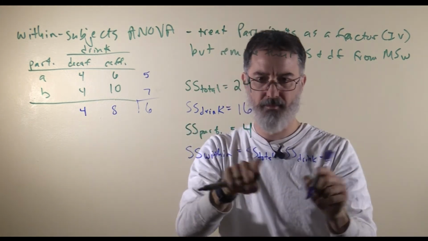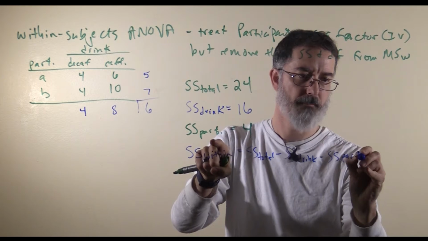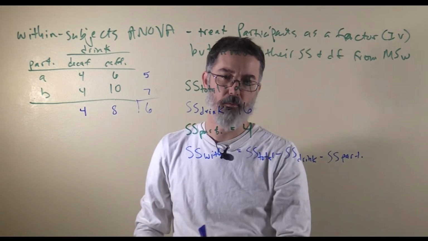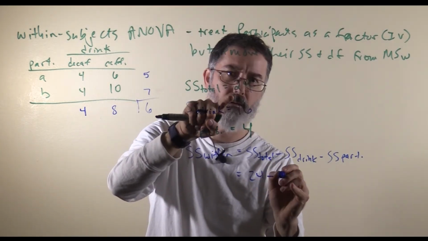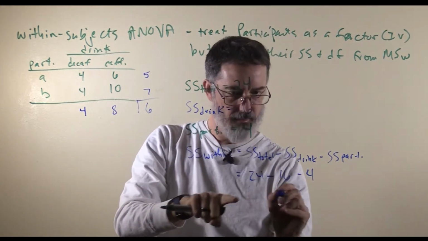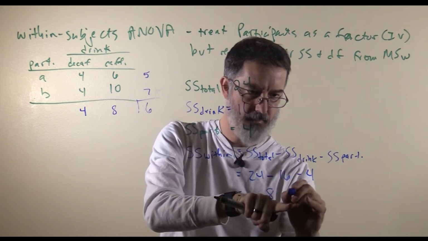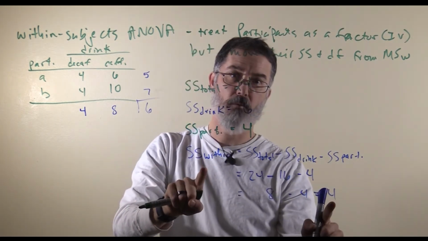And then from whatever's left over, we'll subtract the sums of squares from our participants. Whatever sums of squares remains, those are the sums of squares within that we'll use. So sums of squares total is 24 minus 16 minus 4. So this is 8 minus 4, 4. So our sums of squares within is going to be 4 in this case.